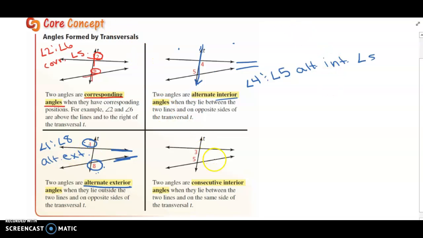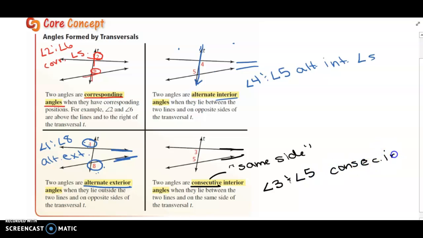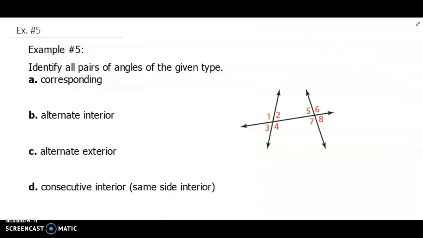Last but not least, consecutive interior. A lot of books would also call this same side. That means they're on the same side of the transversal, so either both on the left or both on the right. And interior, once again, means between these two lines. So I can say angle 3 and angle 5 are consecutive interior angles. All right, so using those 4 different kinds we just looked at, I want you to go through and try to do these on your own, and then I'll go over them.